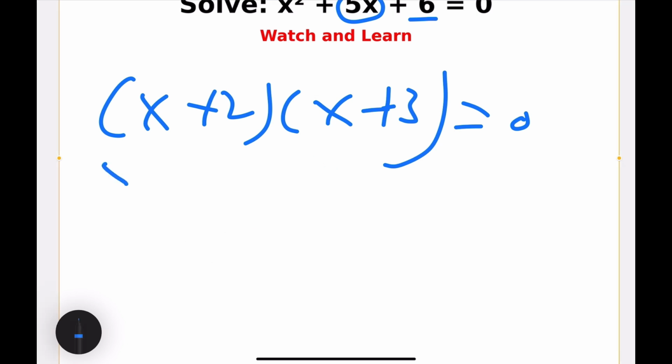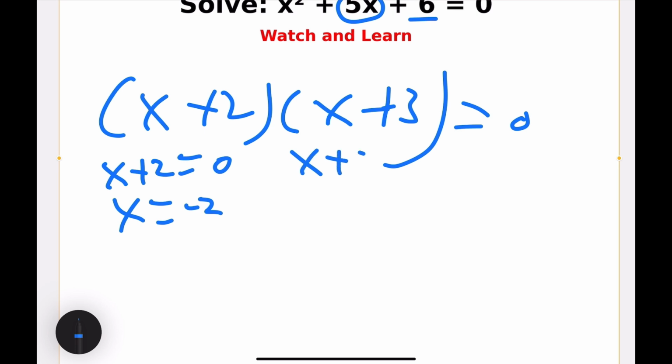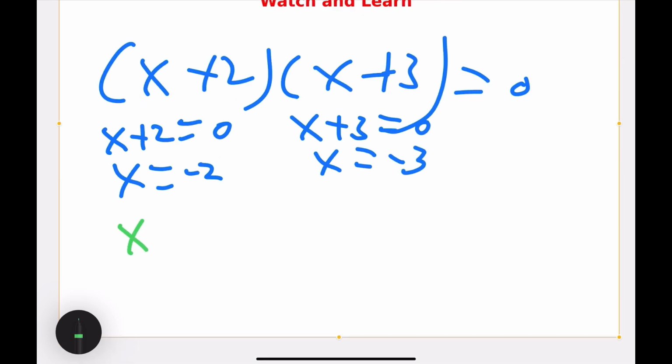So let's write here x plus 2 equals 0. So we need to minus 2 from each side to get x on its own. So x is equal to negative 2. But remember, there's another solution, as x plus 3 can be 0. So if x plus 3 equals 0, then if we minus 3 from both sides, we get x is equal to negative 3. So we have two solutions. We have x is equal to negative 2, or x is equal to negative 3.